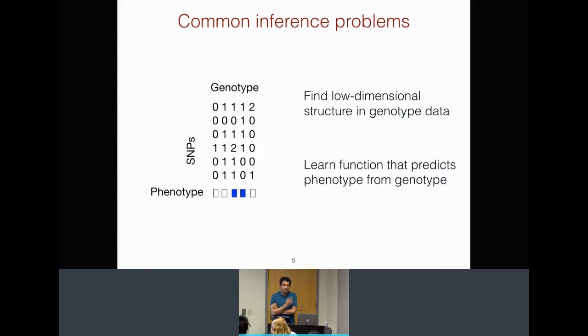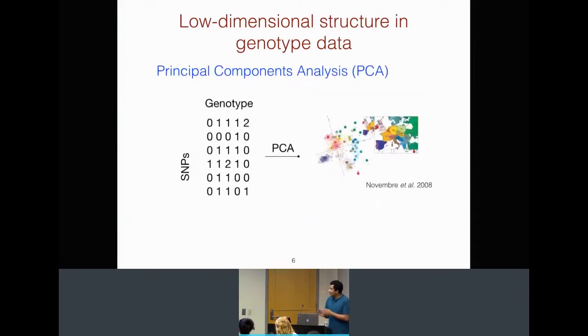This is an extremely important problem in population genetics, where this low-dimensional structure often has interesting information about the history of the population, about the ancestry, but it's also relevant to the second task, because often this low-dimensional structure tells us something about confounders that we want to control for when we are trying to learn these functions. A very common method for identifying low-dimensional structure is something called PCA, Principal Components Analysis.